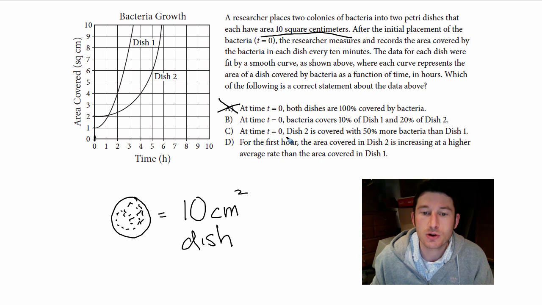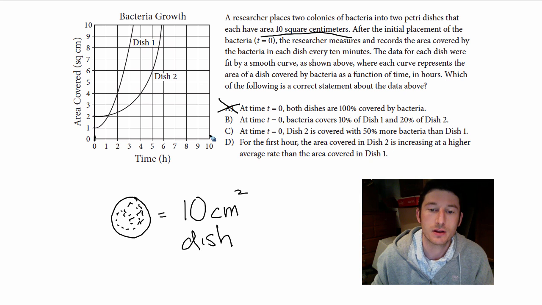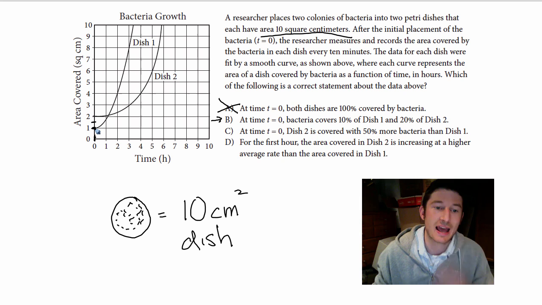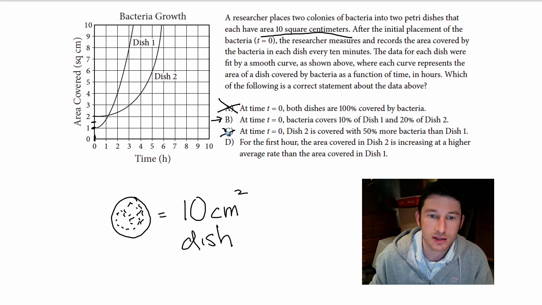At time 0, dish 2 is covered with 50% more bacteria than dish 1. I'll just put this here because we think this is the correct answer. Time 0, dish 2 is covered with 50% more than dish 1. Well, what's 50% more than 1? 50% of 1 is 0.5, so 1.5. So no, that's not right.